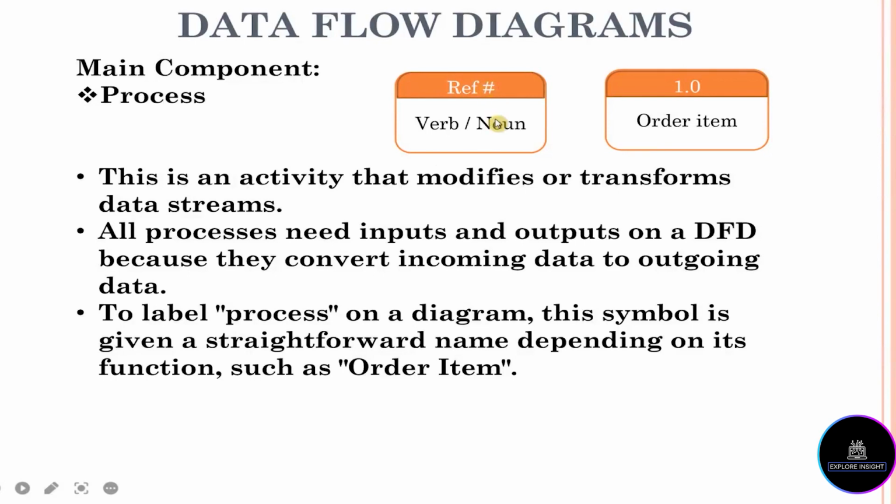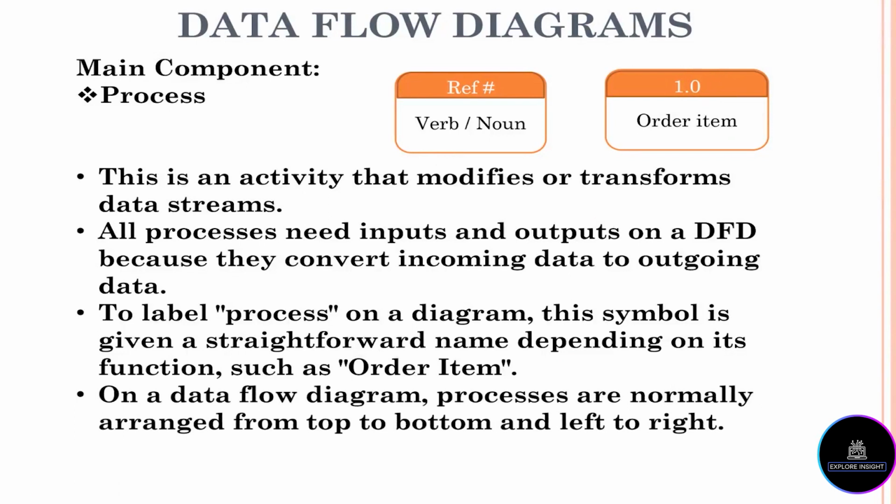Here, the process is labeled as order item. Order is the active verb, and item is the noun. Also, the reference number of 1.0 indicates the level of the data flow diagram. On a data flow diagram, processes are normally arranged from top to bottom and left to right.